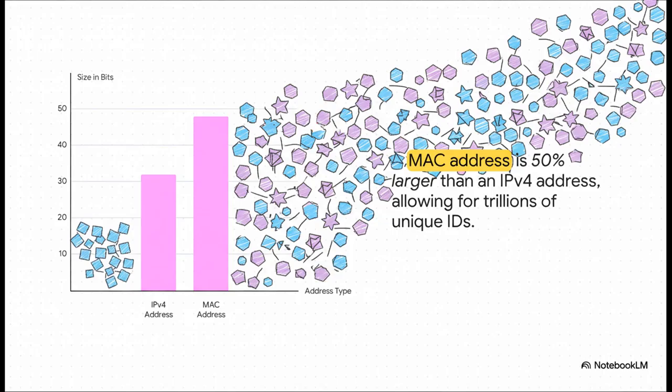And you know what's really interesting? They're not even the same size. A standard IP address, what we call IPv4, is 32 bits long, which gives us a few billion possible addresses. But a MAC address is way bigger. It's 48 bits long. And that extra length means we have, well, trillions and trillions of unique combinations. We are definitely not running out of MAC addresses anytime soon.